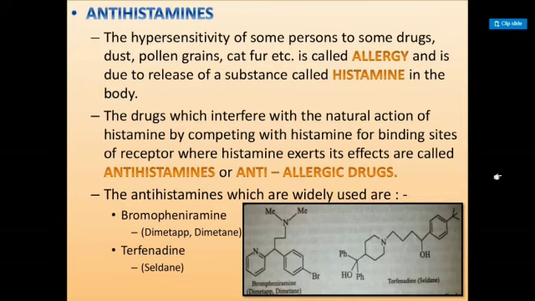The antihistamines which are widely used are brompheniramine or terfenadine. It is stressful to pronounce them because it is a complex name.